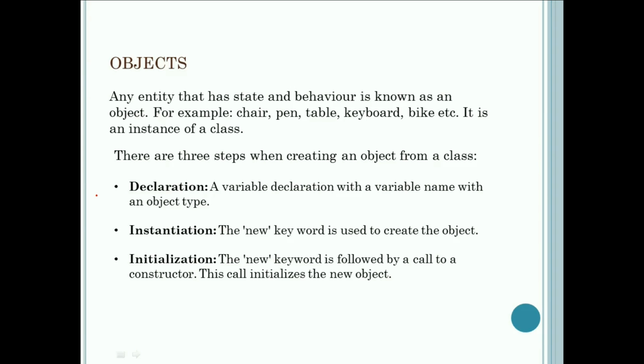Now there are three steps for creating an object. For instantiating an object, the first one is declaration. Declaration means a variable declaration with the variable name and an object type. The second one is instantiation. The new keyword is used to create an object. The new keyword is used here for dynamic memory allocation. The next one is initialization. The new keyword is followed by a call to a constructor. This call initializes the new object.